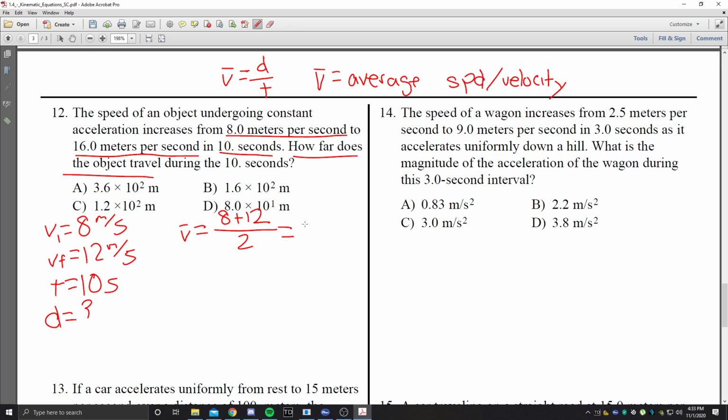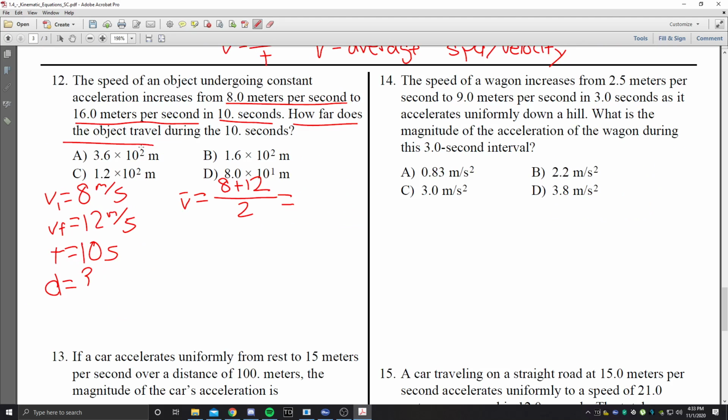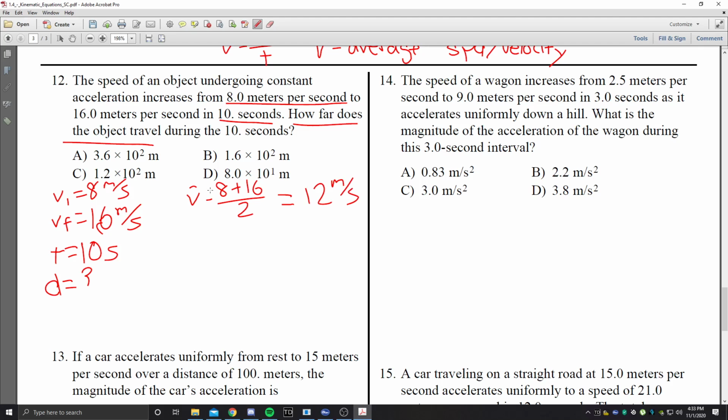Oh, this is actually 16. So I'm actually just going to delete this part. So VI is 8 meters per second. VF is 16 meters per second. So V bar is equal to 8 plus 16 over 2. And that's going to give you 12 meters per second. So that's your average velocity.